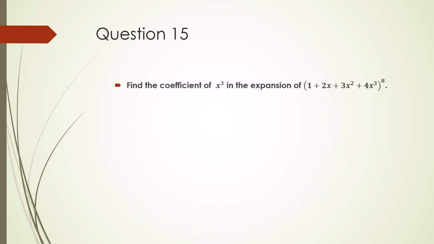Question. We need to find the coefficient of x cubed in the expansion of (1 plus 2x plus 3x squared plus 4x cubed) raised to the power of 8. To find the coefficient of x cubed, we look for all possible ways to select terms from the expansion that will result in x cubed. We will use the multinomial theorem here.